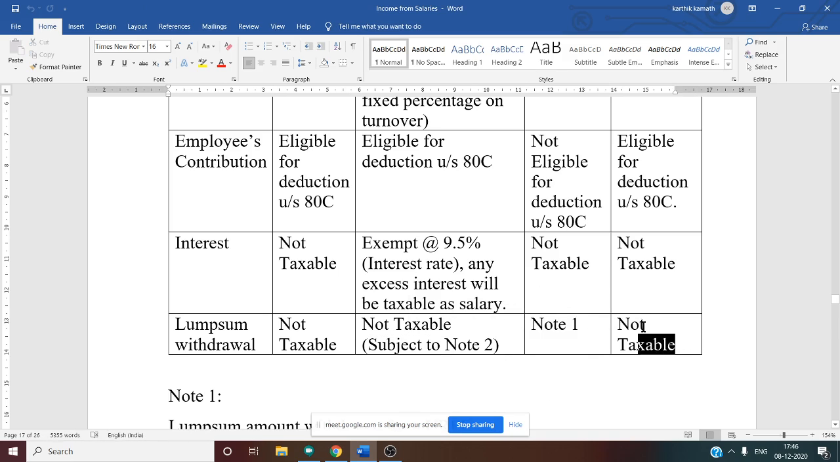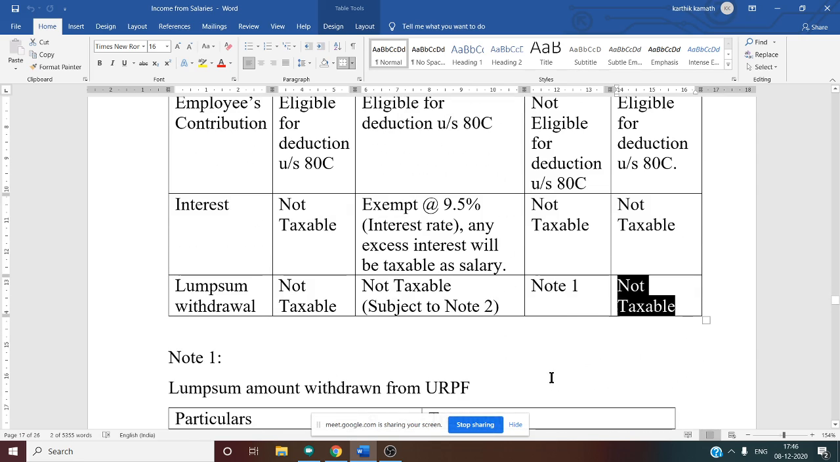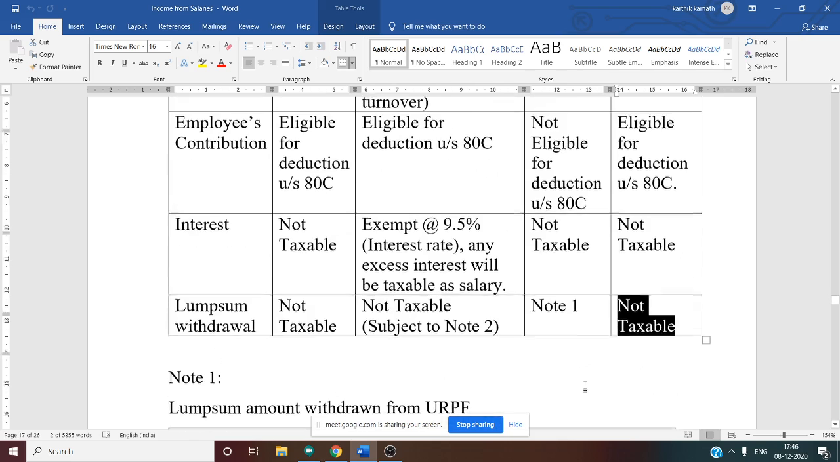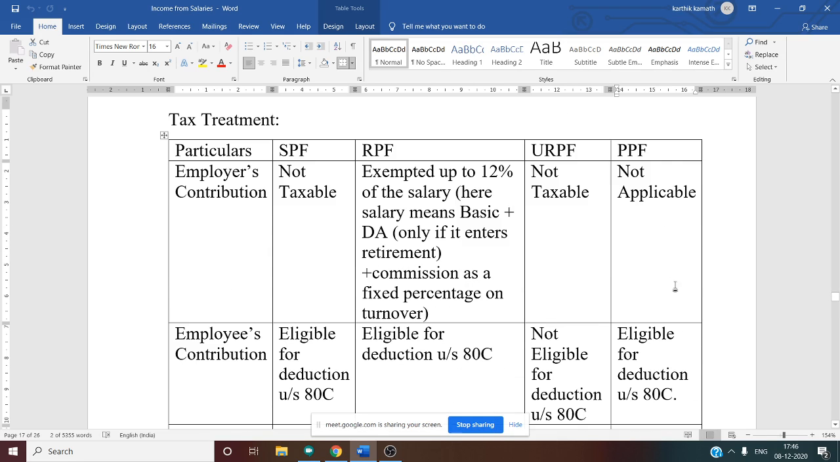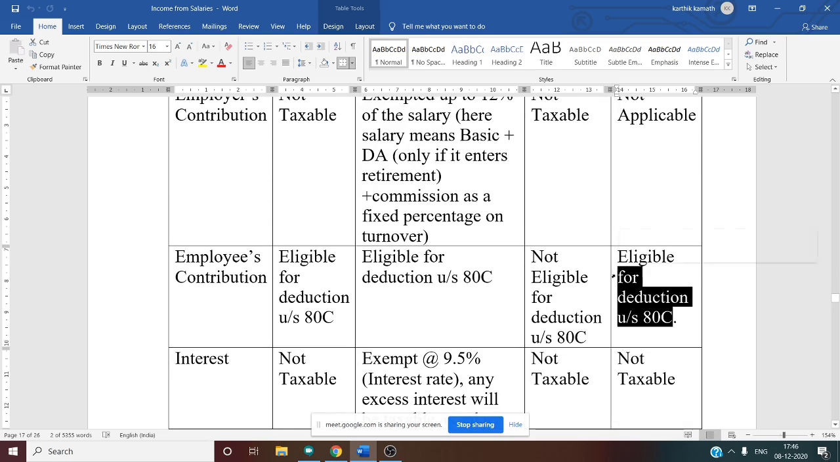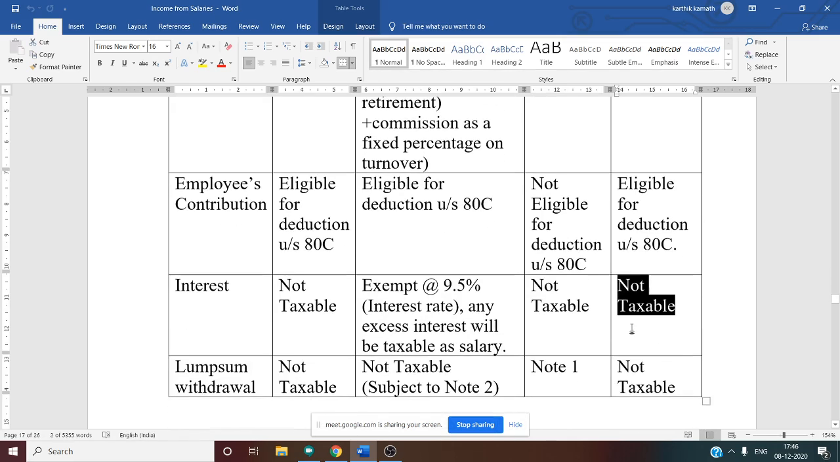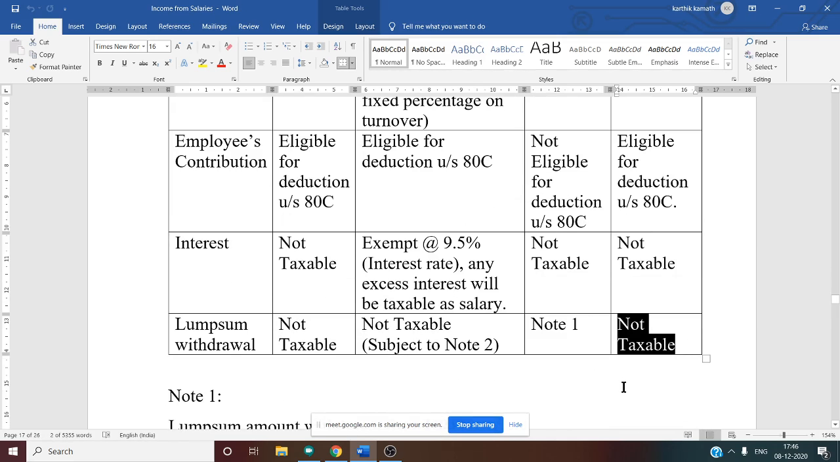Then the final one is PPF. PPF is not taxable. Lump sum withdrawal not taxable. So here you can see the PPF column. It is beneficial to the assessee. Everything is not taxable. There is no tax at all. See this, employer contribution not applicable. Then employee's contribution, there is a deduction you can claim. Interest is not taxable. Withdrawal is also not taxable. So it is a benefit to the employee if he invests in PPF, Public Provident Fund.